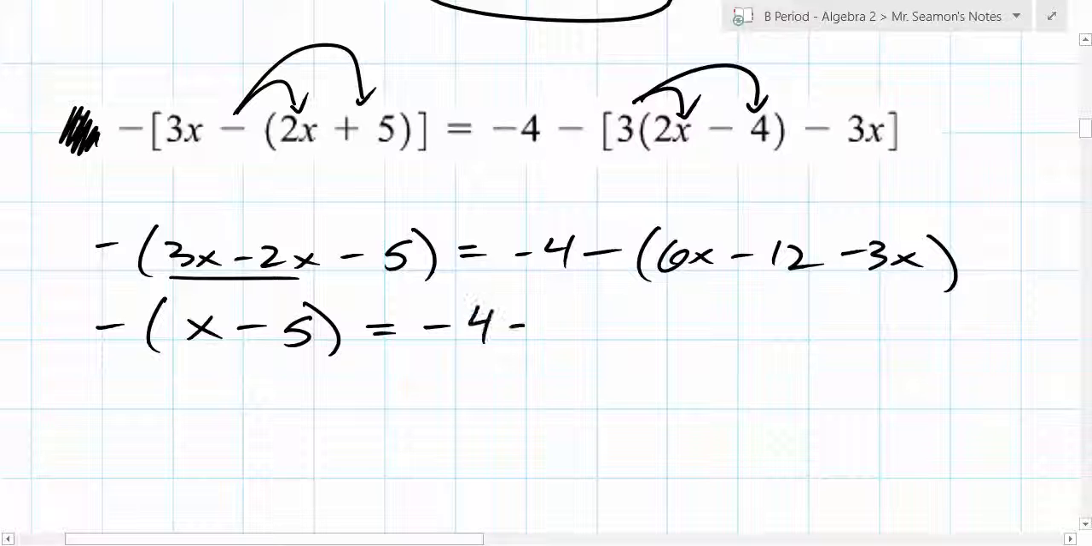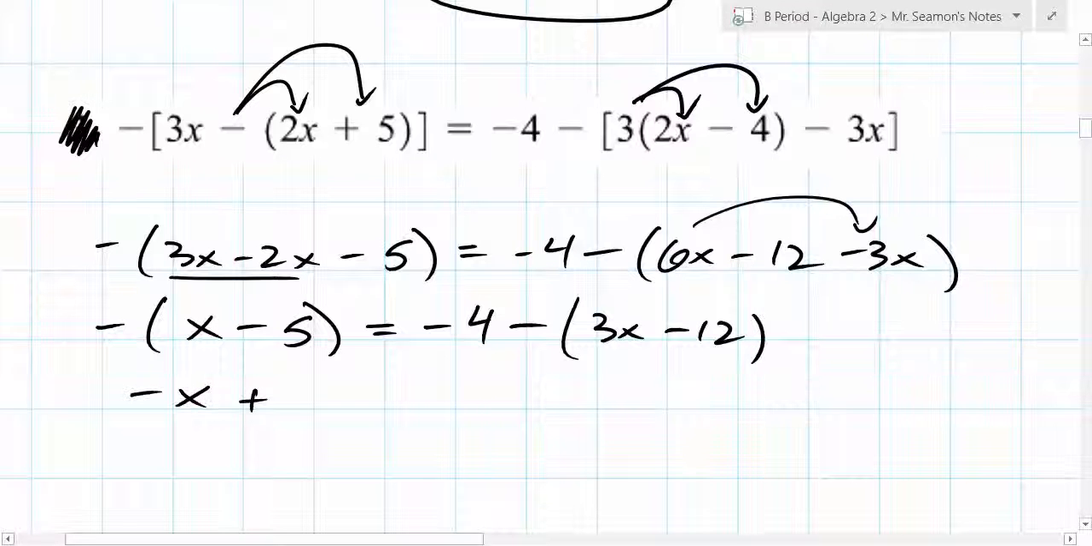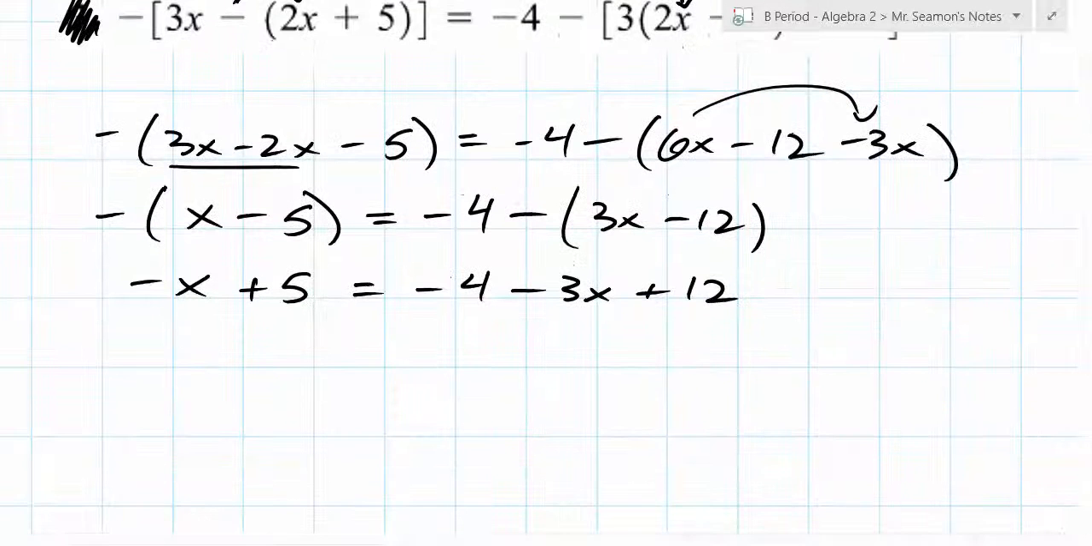I like the energy. Minus, and what do you get? You get 6x minus 3x. How many x's is that? 3x minus 12. So then you get negative x plus 5 equals negative 4 minus 3x plus 12, right? What should I add to both sides? What's something I could add to both sides? How about I add 3x? You could. Let's add 3x too.